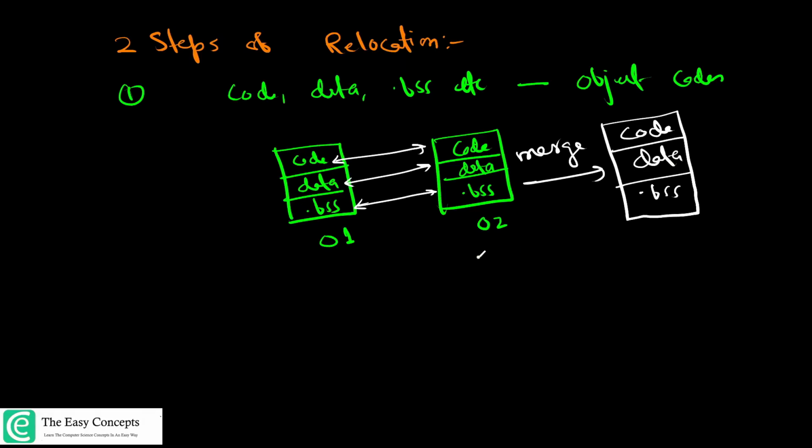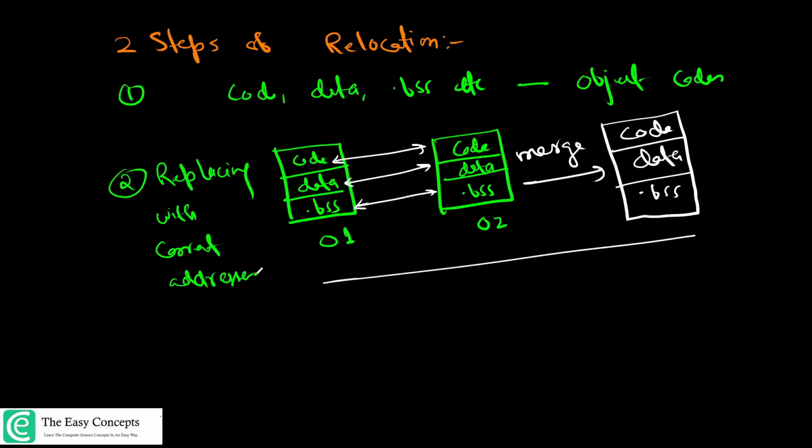So this is the task of the linker. Basically, this was the merging of sections, and the second step was modifying addresses, because each section refers to one or more symbols which should be modified so that they point to the correct runtime addresses. So this is the second part, and that's how relocation is done.